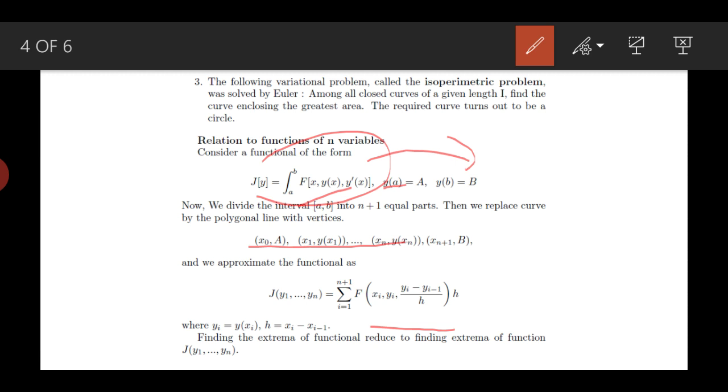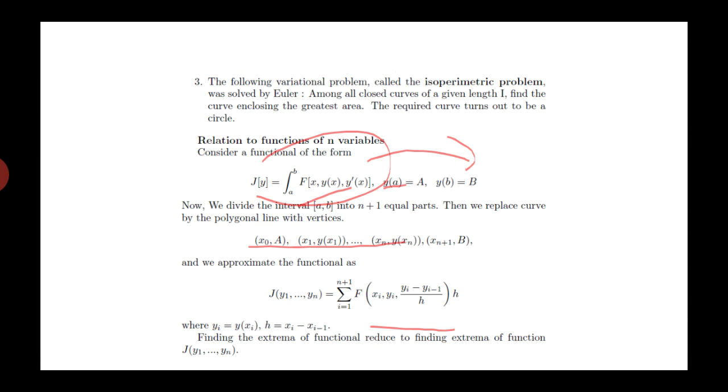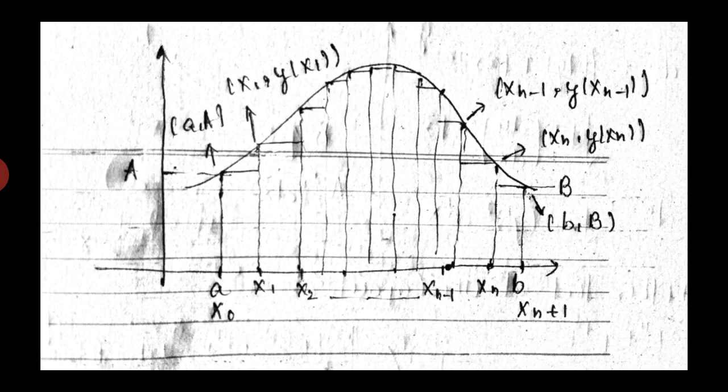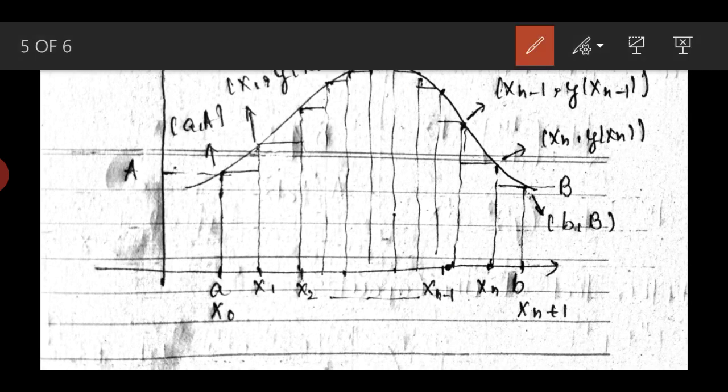Then we can find the maxima or minima of that, because it reduces to a function of n variables. Now let's see how you can do that. We are given a point a and b. This is a simple figure that shows there is a point a and a point b, and I am dividing this interval a to b into subintervals x0, x1, x2 and so on. These all have equal length, and that is called h.